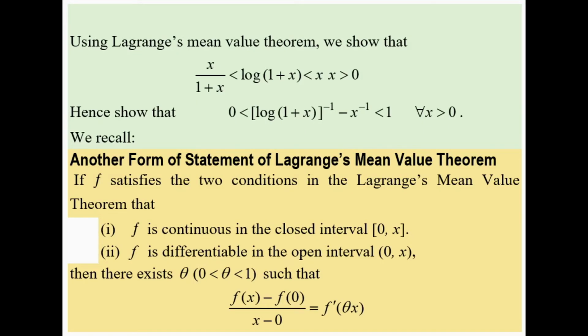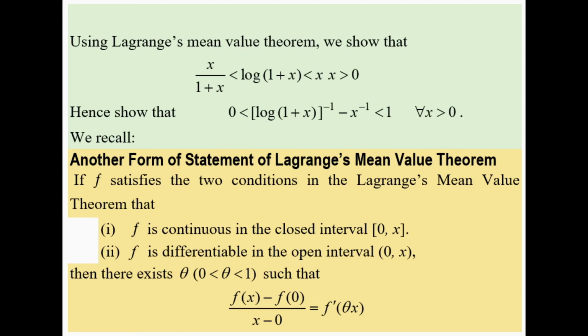As another example, using Lagrange's mean value theorem, we show that x by (1 plus x) is less than log of (1 plus x), which is less than x, when x is greater than 0. We also show that 0 is less than (log of (1 plus x)) inverse minus x inverse, which is less than 1, for x greater than 0.